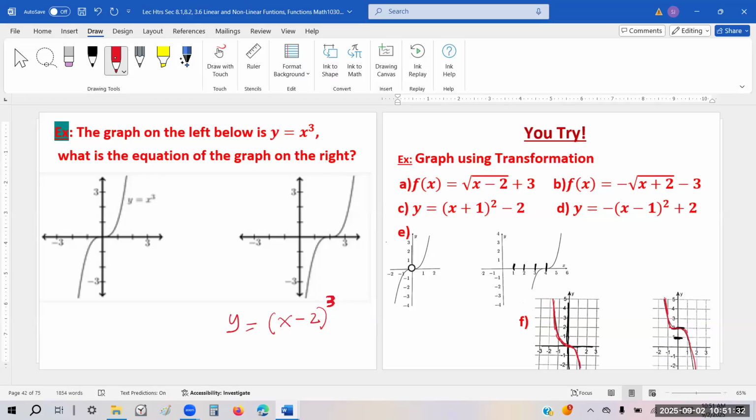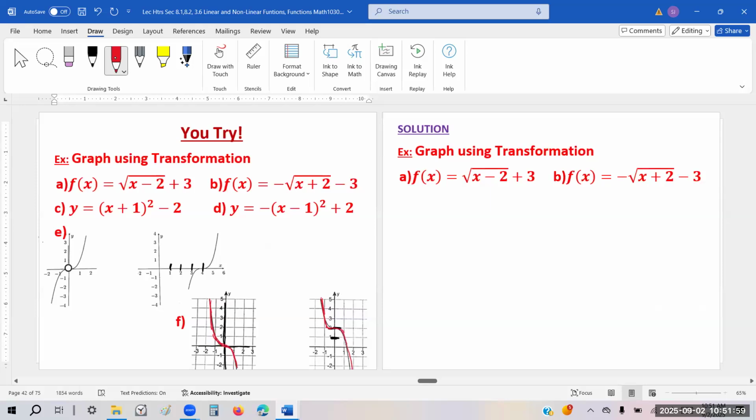Ready? Not yet. Ready? Let's start. A, who would like to help me with A? Volunteer? Go ahead. Which direction are we moving?